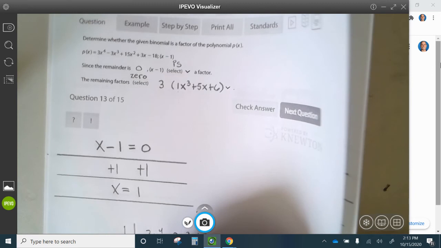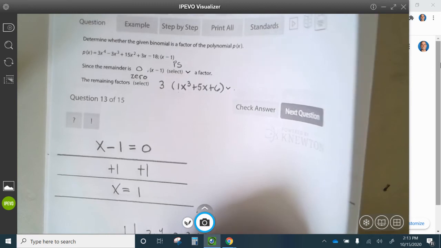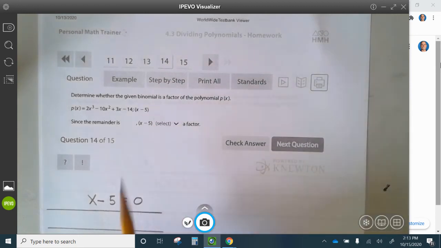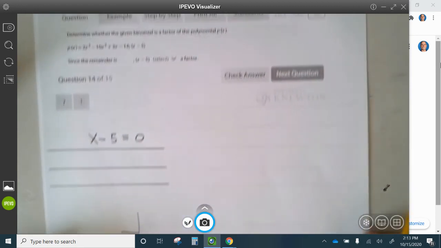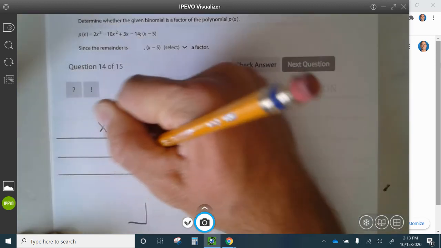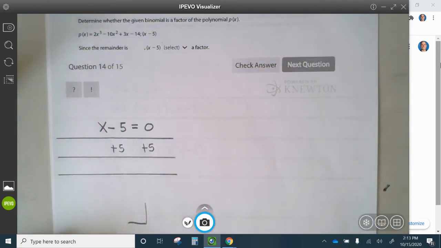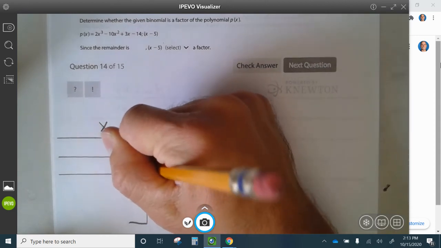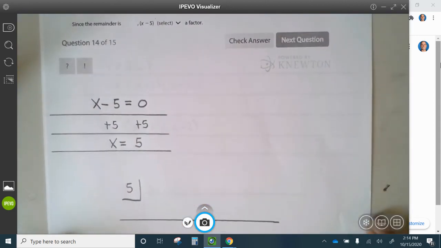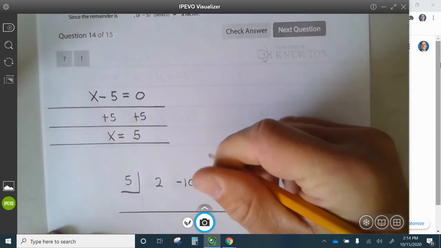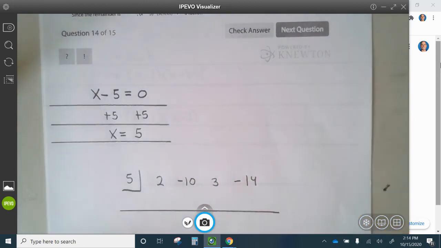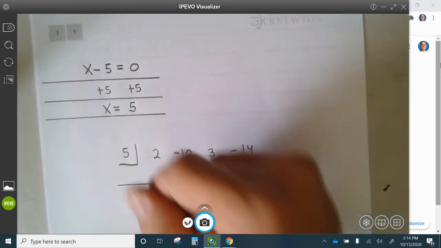All right, question 14. Determine whether the given binomial is a factor of the polynomial p of x. So again, we set x minus 5 equal to 0 and solve. We add 5 to both sides, so x equals 5. That's your a value. Bring down the 2, the negative 10, the 3, and the minus 14. So bring down the 2.